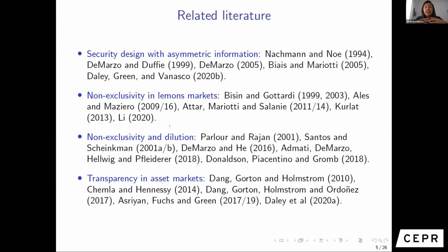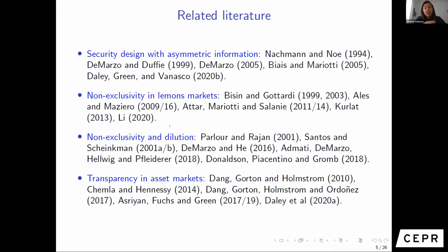Now there is a literature that has thought of a lemons market, an Akerlof model, where agents have assets that are divisible or non-divisible and they are trading in non-exclusive markets. These are papers like Attar, Mariotti and Salanié or Kurlat, 2013. In these papers, they think of trade and pricing and collapse of markets, but they don't allow for optimal design of securities. Basically, you either have to trade a full asset or you're restricted to trading quantities. And then of course, there's the literature on non-exclusivity in insurance markets.